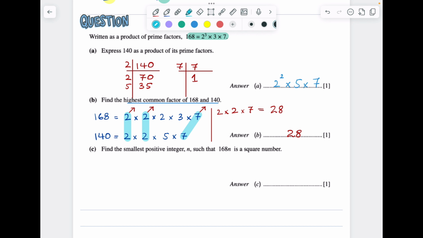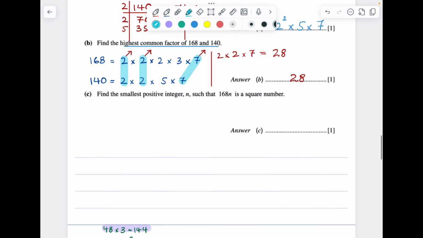Now the C part is a fun one. The C part is to find the smallest positive integer n. They've just made the wording a little fancier. Smallest positive integer n, such that 168n is a perfect square.